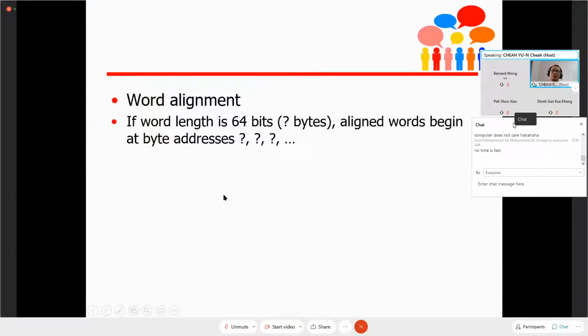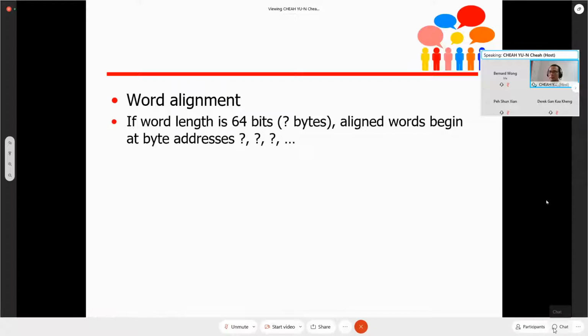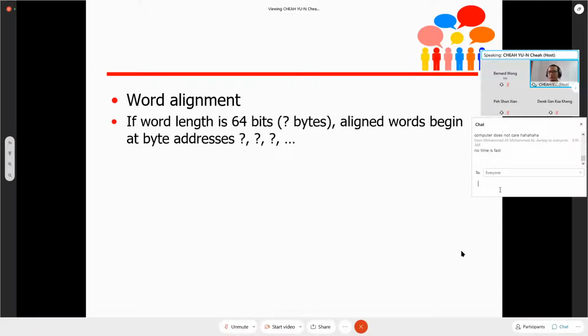So let's do a quick chat here. If the word length is 64 bits, then what will be the alignment for your word addresses? Can you all just shout out in your chat box? Yes. Okay, 0, because 64 bits means 8 bytes. So your addresses will be 0, 8, 16, 24, and so on.